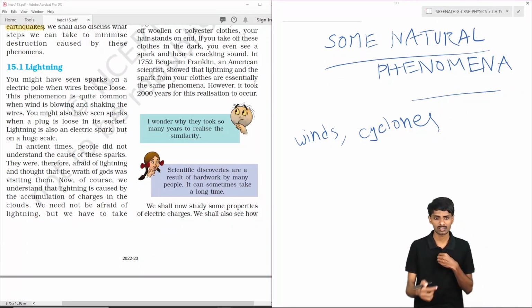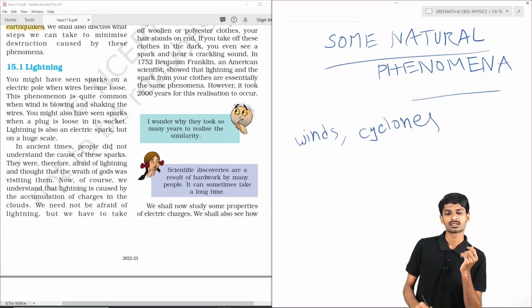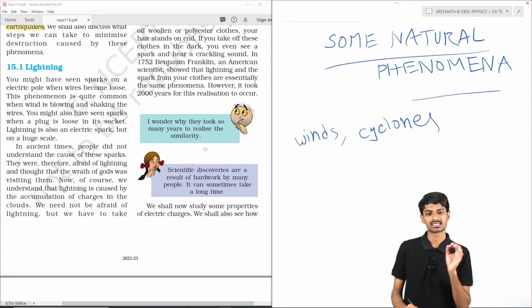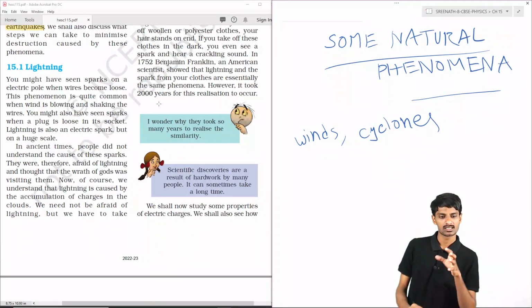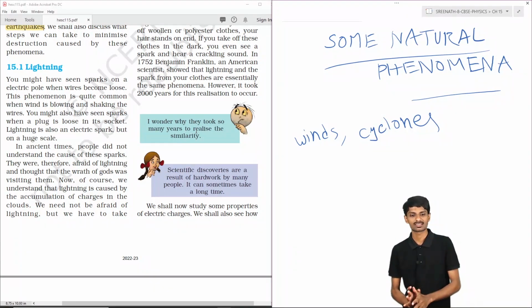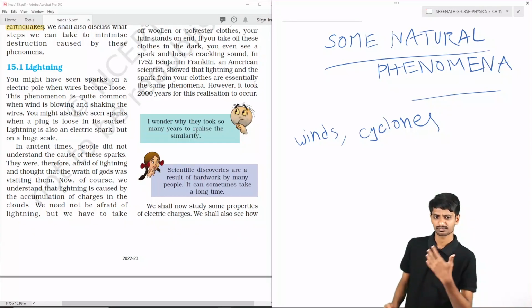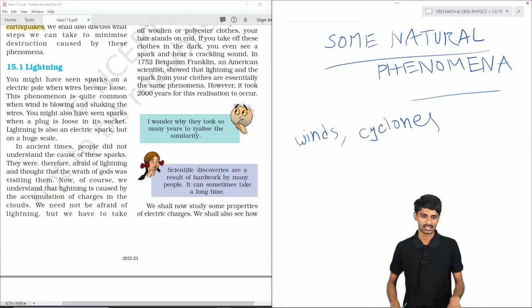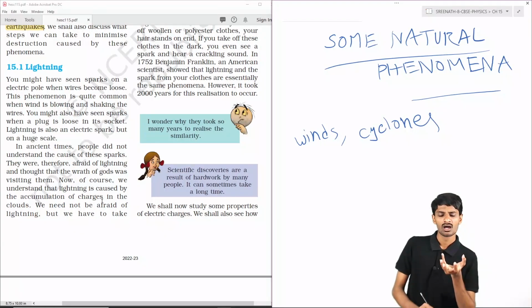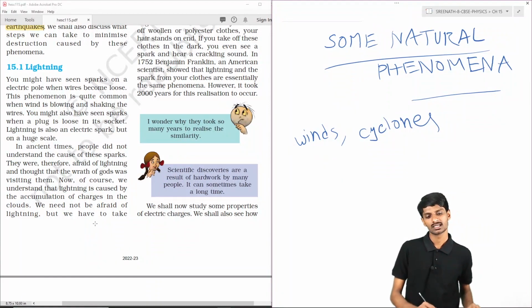On electric poles, sometimes whenever the winds are blowing and there is a loose connection, we will see some sparks. And whenever you are plugging into the sockets also, we will see some sparks. The sparks which we see in electric sockets, on the wires and electric poles, and lightning, all are the same, students. Lightning is caused by the accumulation of charges in the clouds. Okay, students, that is the thing.